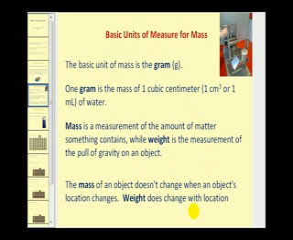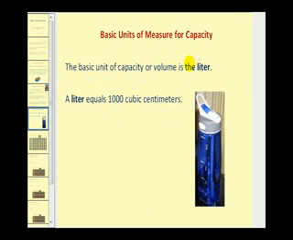So if you were to weigh yourself at a low elevation versus a high elevation, there would be a slight change in the weight, but not in the mass. And for capacity, the basic unit of measure is the liter, and a liter is equal to 1,000 cubic centimeters.